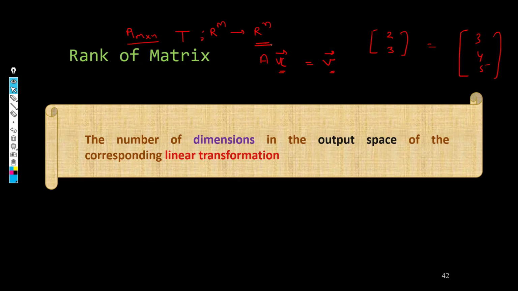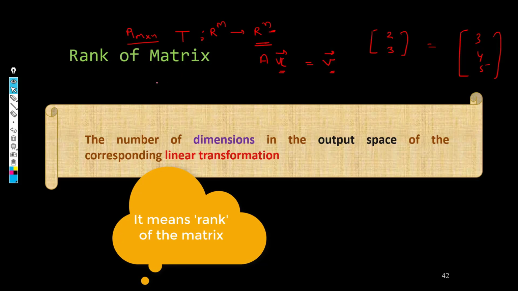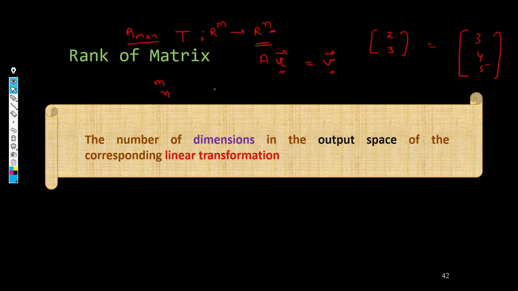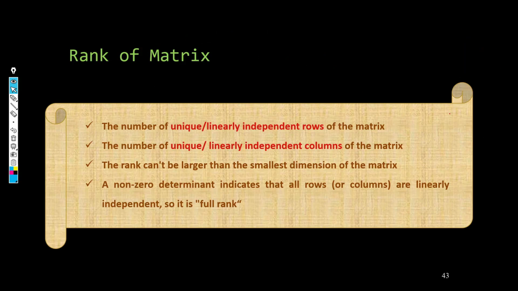So the dimension of the output space is known as the rank of the matrix. It is not the case that it will always be n. It can be at max m or n, whichever is lesser. So if you are using a 2 by 3 matrix like this, then the maximum rank can be 2, as we have seen in the animation, right? If you are using a 4 by 3 matrix, then the maximum rank can be 3, like that.